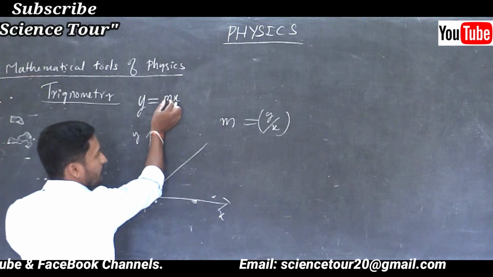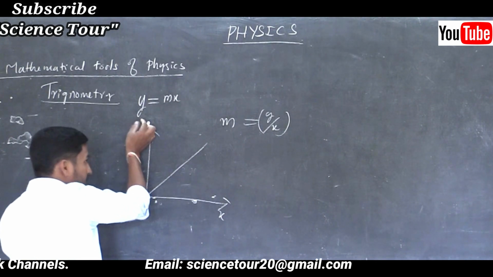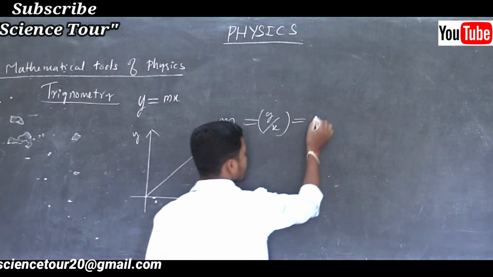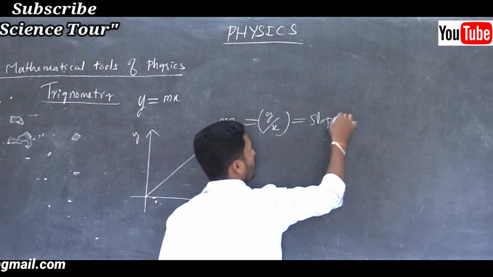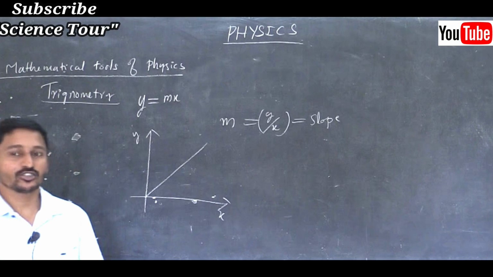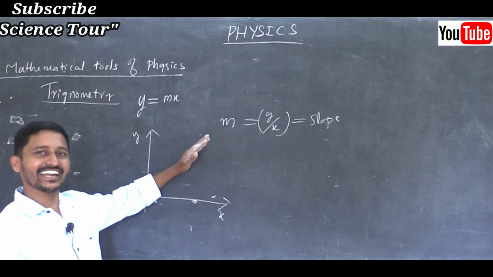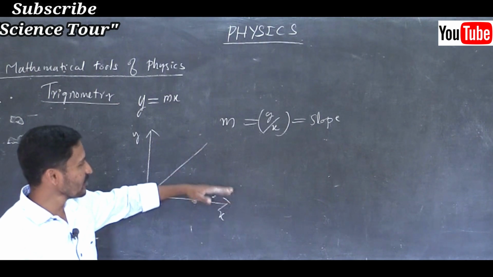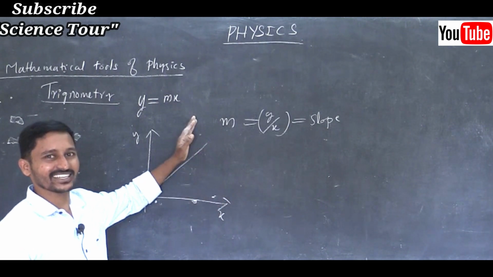Keep m here itself, bring x over here, and it becomes y by x, and that we will call the slope. How slopey is this line? Simple: how much it is tilted relative to the x-axis.